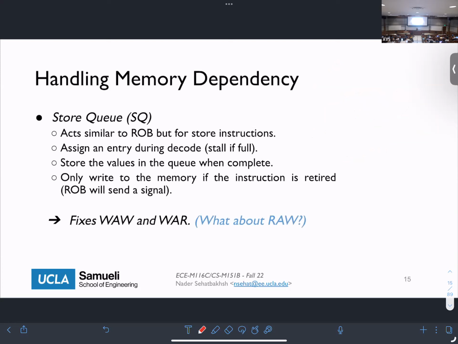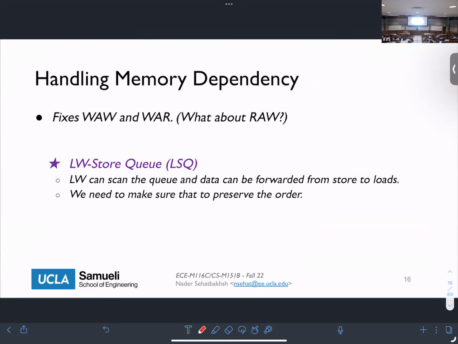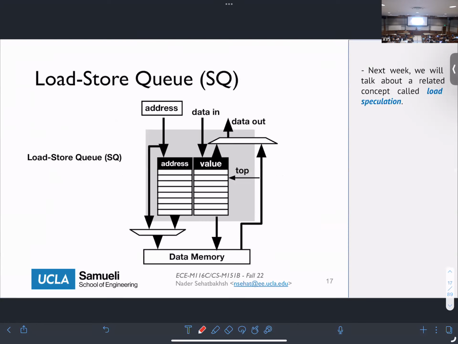Cool. But the problem of RAW data hazard doesn't get fixed here, because a RAW data hazard is when you have a load after a store, and if the load happens before the store, then we're going to have a RAW data hazard. So how do we fix that? We fix that by adding a notion of load store queues instead of having just store queues. So we call it LS queues. So what we're going to do is we will have a table like this, that for every load and every store, we're going to first go into this queue, and we're going to search through this queue and then get the value that we want.